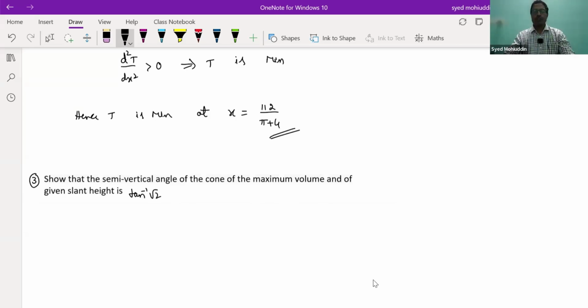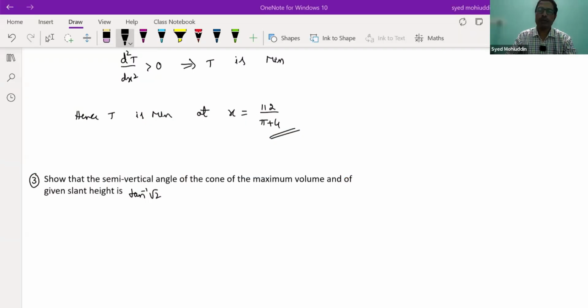So that's the next question that we are having. Show that the semi-vertical angle of a cone of maximum volume and of given slant height is tan inverse of root 2. Again, we have to use the high school formula to solve this one. So let us try to see how to exactly solve this one.